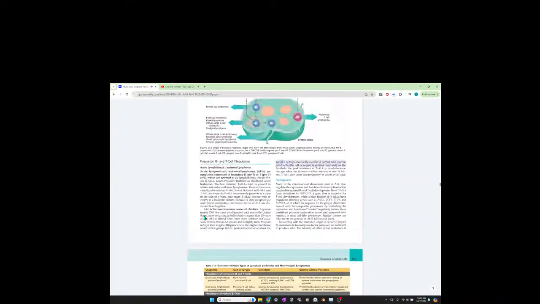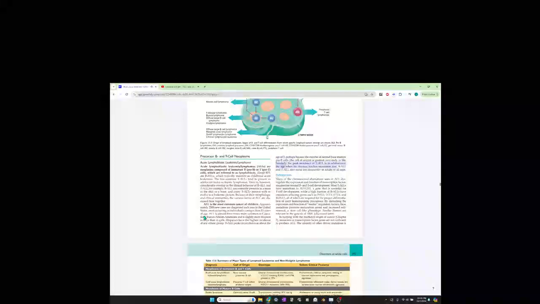B-ALL peaks in incidence at about the age of 3, perhaps because the number of normal bone marrow pre-B cells is greatest very early in life. Similarly, the peak incidence of T-ALL is in adolescence, the age when the thymus reaches maximum size. B-ALL and T-ALL also occur less frequently in adults of all ages.